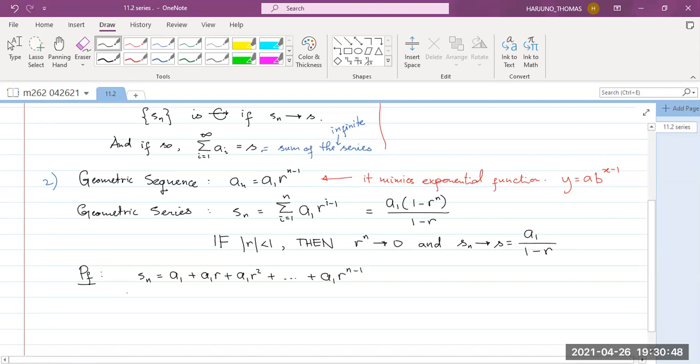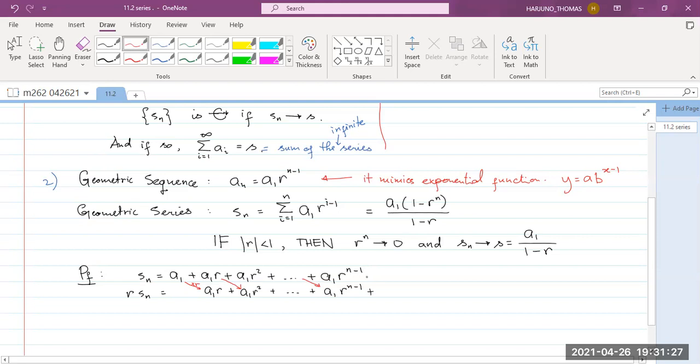Now, if I multiply by r on both sides, notice that a sub 1 multiplied by r becomes a sub 1 r. So this term, when you multiply by r, will give you that. Now, if you multiply this term by r, it becomes a sub 1 r squared. And keep on going until the previous term here becomes a sub 1 r to the n minus 1.